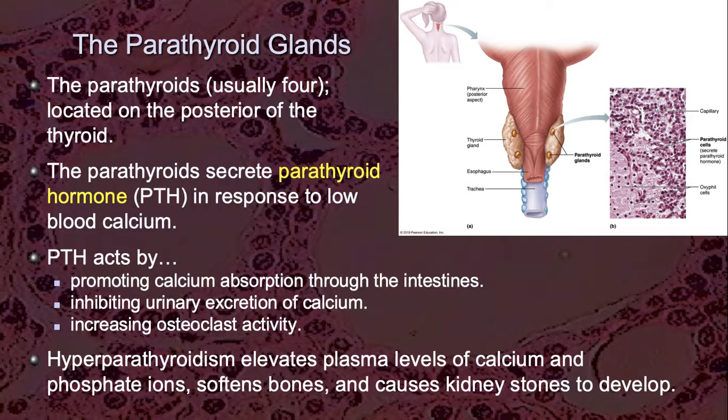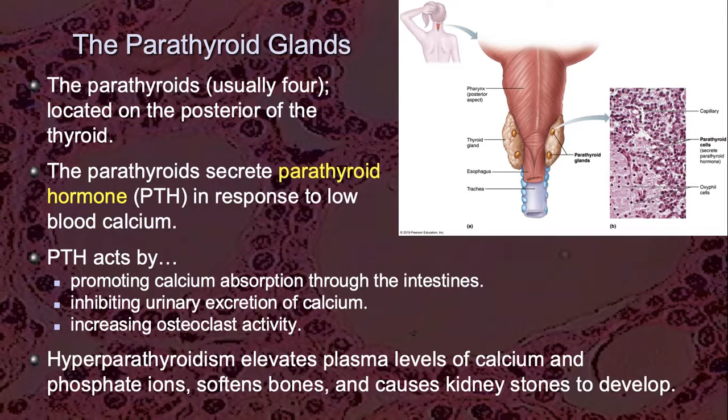And it increases osteoclast activity. What do the osteoclasts do? They break down the bone, right? So we're breaking down bone and putting it into the blood, putting that calcium into the blood. So if you have hyperparathyroidism, you're going to have this hormone working too much. You're going to get elevated plasma levels of calcium.